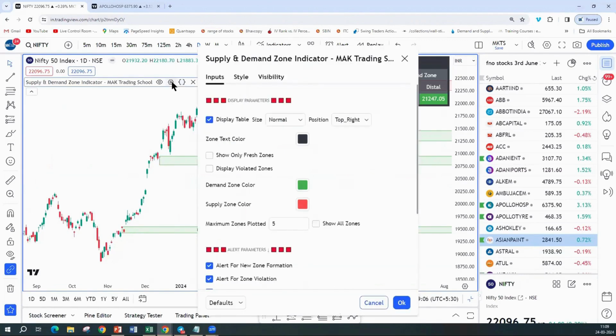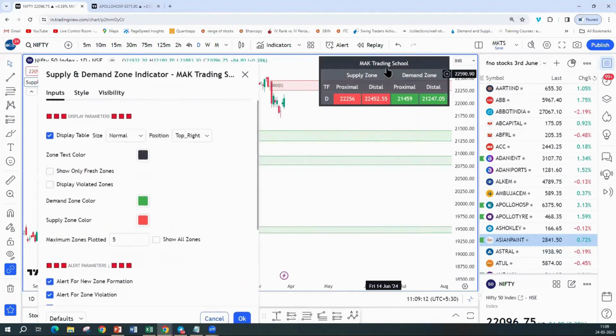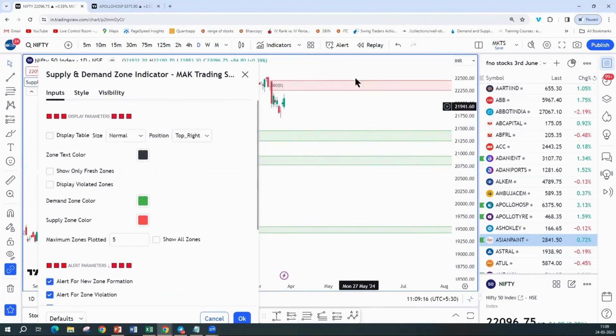When I open the settings panel, the first thing that I see is the display table. So this is the table to the right. If I don't want to see the table, I'll just switch it off, so that this space over here is just a white space. If you want the table, you can keep the table on.